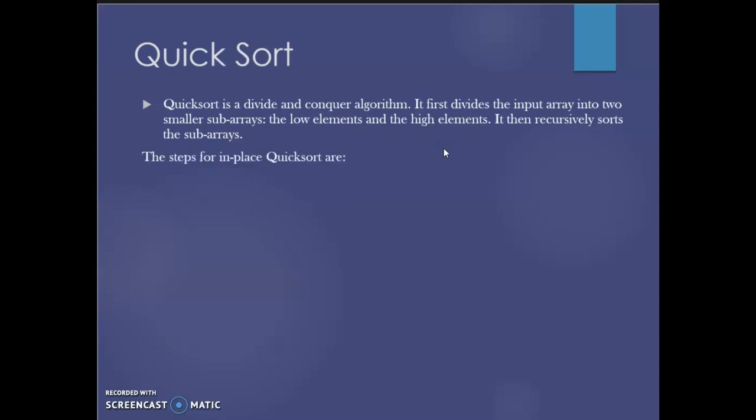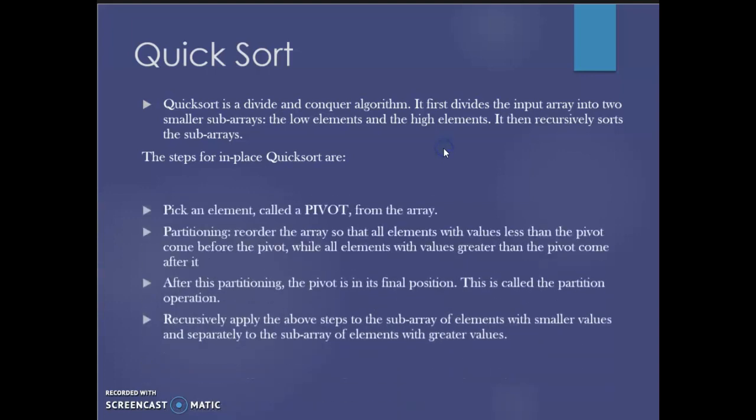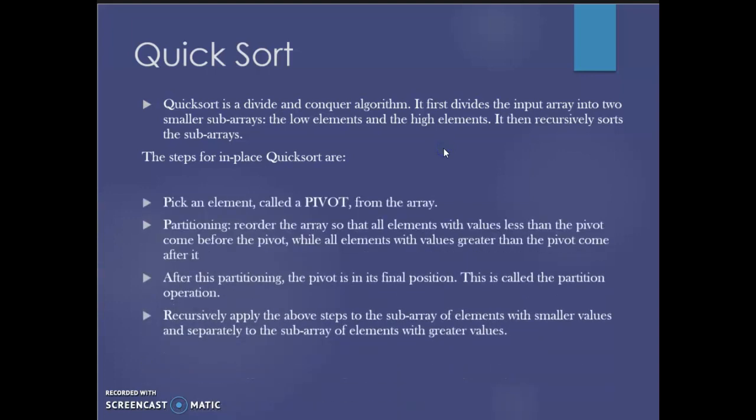Now the steps for the quicksort algorithm include, first of all, picking an element known as the pivot element. After every iteration, your pivot element will be kept in the proper index at which it should be present after the sorting is completed. That is done by the partitioning algorithm, which is the second step.